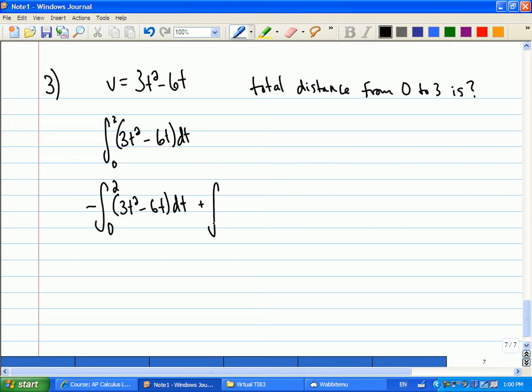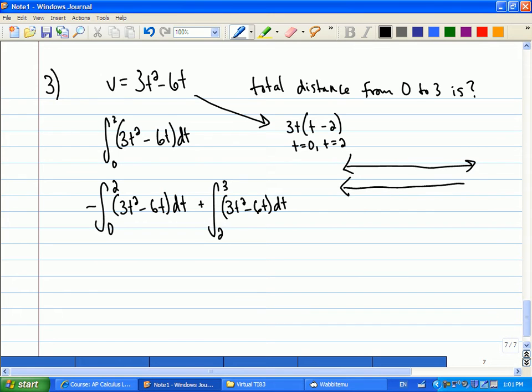So the piece from 2 to 3 can just be integrated as 3t squared minus 6t dt. And this one's not so scary that I wouldn't think it was fair. You guys should be able to do this and go t minus 2 and get a number line happening, right? If you didn't have your calculator with you, this would be your other strategy.